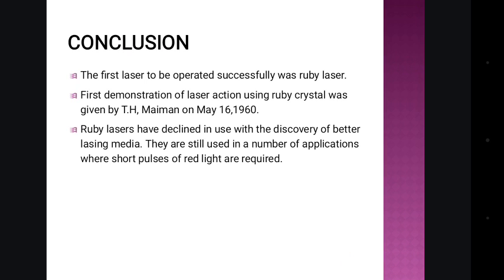Now the conclusion. The first laser to be operated successfully was the ruby laser. The first demonstration of laser action using a ruby crystal was given by Dr. T. H. Maiman on May 16, 1960. Ruby lasers have declined in use with the discovery of better lasing media. They are still used in a number of applications where short pulses of red light are required.